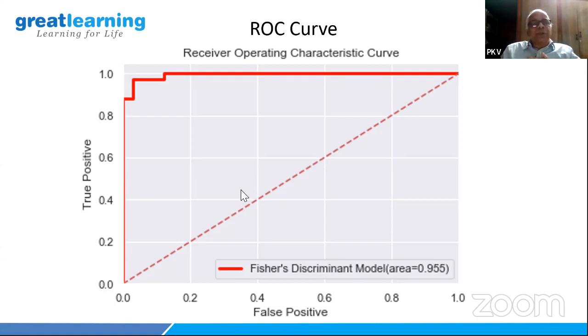The true positive is the sensitivity, false positive is 1 minus specificity, for those of you who would like to use the term, but I call it true positive as the confidence level and false positive as the power of the curve. How powerful the curve is in differentiating the bankrupt companies from solvent companies. 95.5% area covered, the receiver operating characteristic curve. So this is the discriminant analysis part.